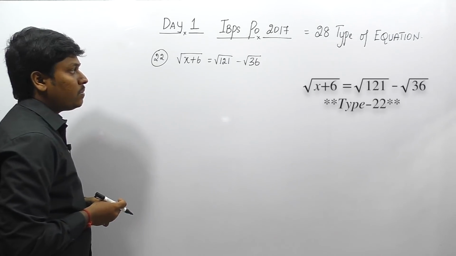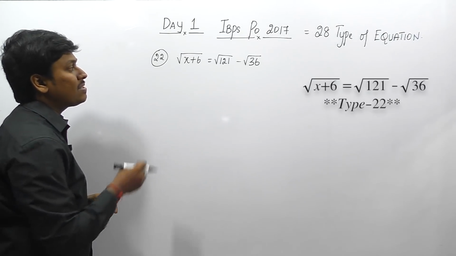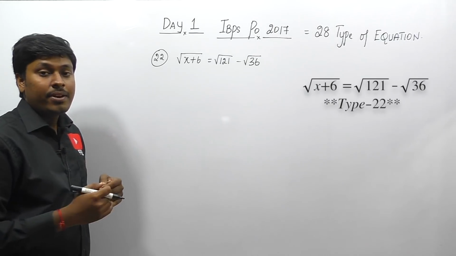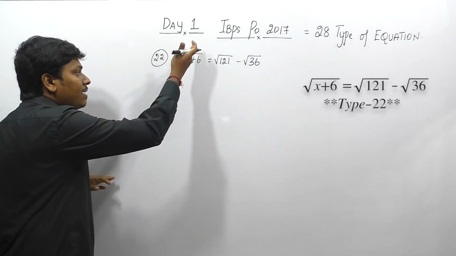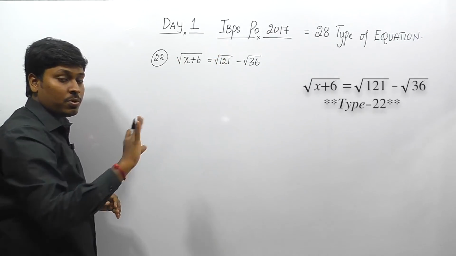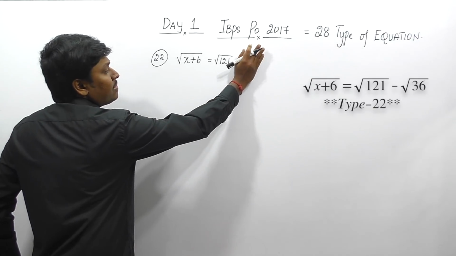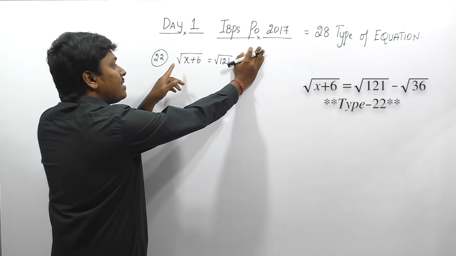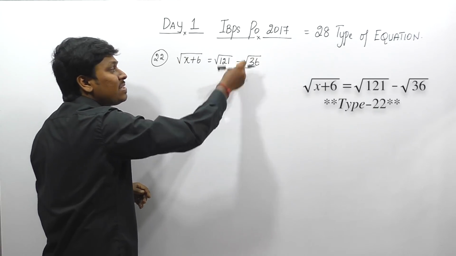Type number 22. Root of x plus 6 is equal to root of 121 minus root of 36. It is one of the easy questions, but most of my friends, by seeing this question, directly cancel all the root values. No, that is not the right method. Listen here, if there were no root of minus 36 here, then you could easily cancel, take square root on both sides.